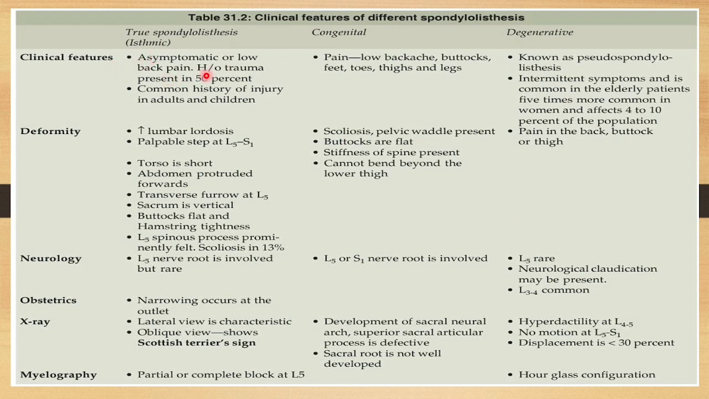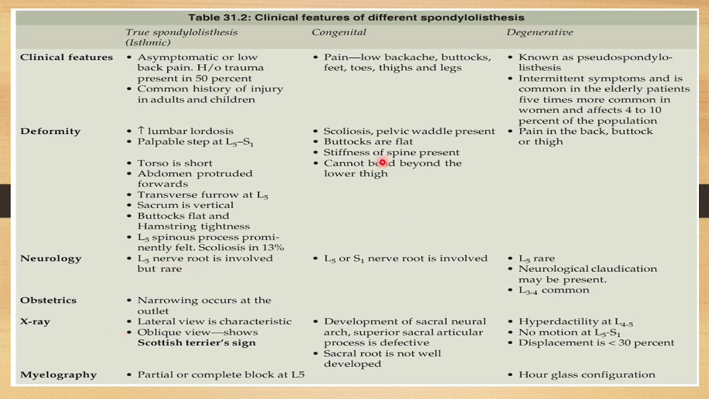So coming to the clinical features in different conditions, like in true spondylolisthesis, they will be asymptomatic or have low back pain, with a history of trauma present in 50%, and a common history of injury in adults and children. The deformities include increased lumbar lordosis, palpable step deformity at the L5-S1 junction, short torso, abdomen protruded forward, transverse furrow at L5, vertical sacrum, flat buttocks, and hamstring tightness. The L4 spinous process is prominently felt, and scoliosis in 13% can be seen. The L5 nerve root may or may not be involved, but the chance of nerve compression is rare.